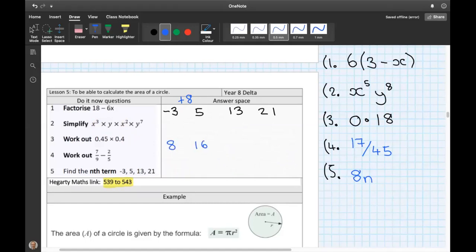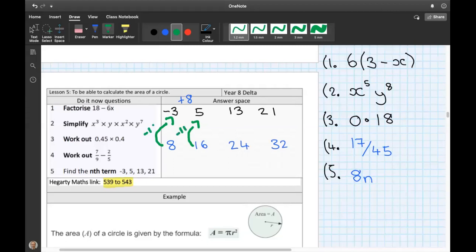I'll then write out my 8 times table and think, how have I got from that 8 times table to the actual values in my sequence? Okay, how do you get from 8 to negative 3? How do you get from 16 to 5? You see here, what I'm doing is I'm subtracting 11 each time. So the final bit of our nth term will be subtract 11. Nth term, 8n, subtract 11.